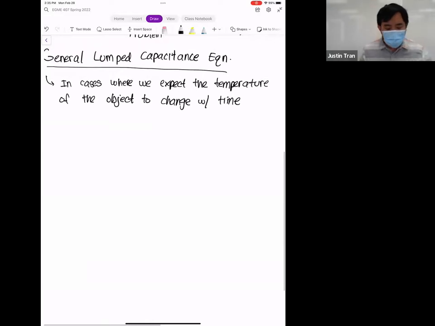We were only really considering one source of heat, and so we were only basically considering cases where our object is either heated or cooled by convection.